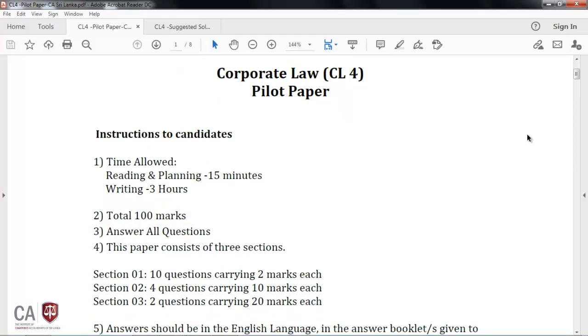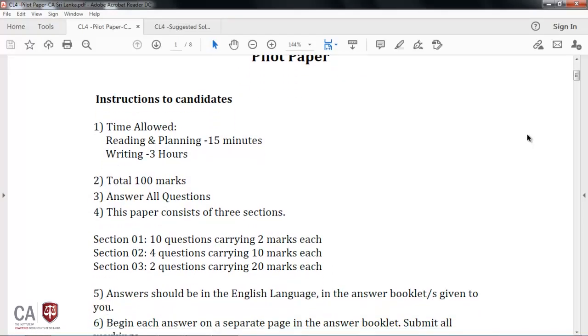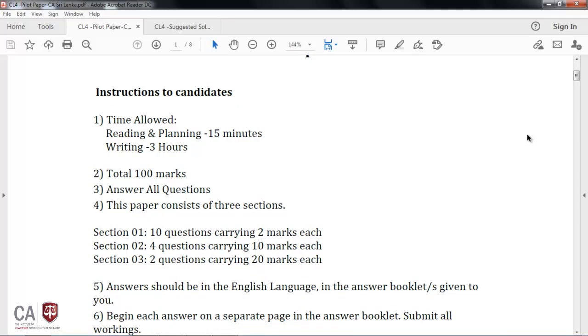Now you may see first of all that the time allowed is 3 hours and 15 minutes, where you will be given 15 minutes to read and plan yourself, and then to write the answers in 3 hours. There will be a total of 100 marks given for the paper, and you are required to answer all the questions of the two main parts, part 1 consisting of section 1, the MCQ or multiple choice questions, and the other sections on problem questions.